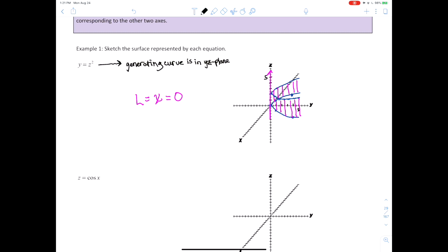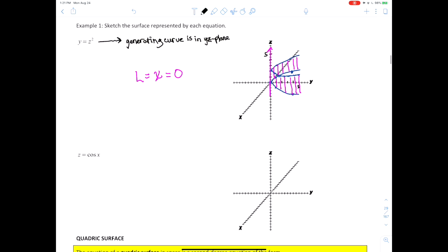Cool? Okay, so what about the next one? Why don't you try the next one? Z is equal to cosine of X. So where's our generating curve going to be? Beautiful. Our generating curve will be in the XZ plane.